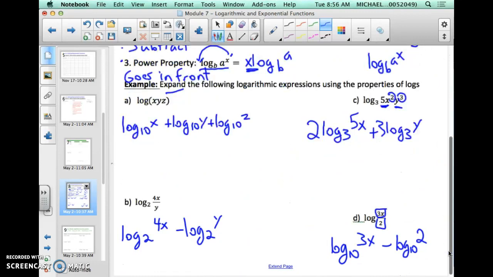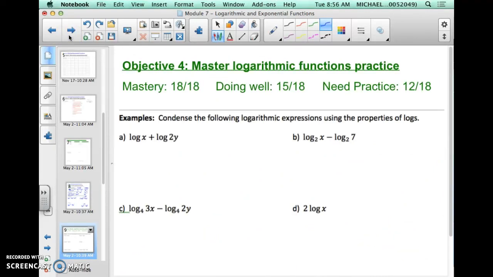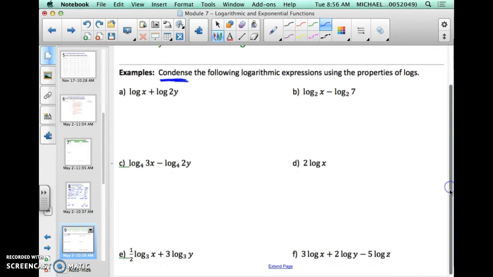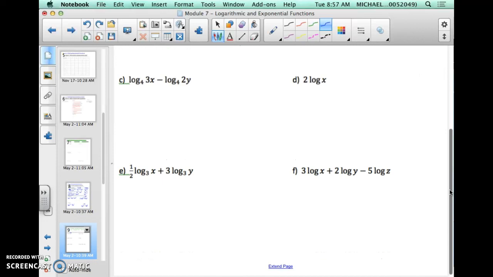So that's expanding. Now I want to condense one with you all as well. If you notice in the practice, these examples say condense the following logarithmic expressions using the properties of logs. So I'm going to do one that has powers as well. I'm going to do F, and I'll have you do E on your own within this video before you try the practice on your own. And remember that 3x and that 2y is its own output. Those aren't 2 different outputs.